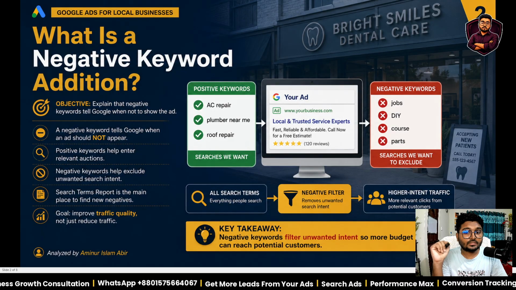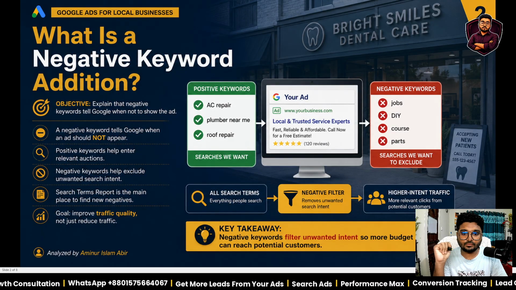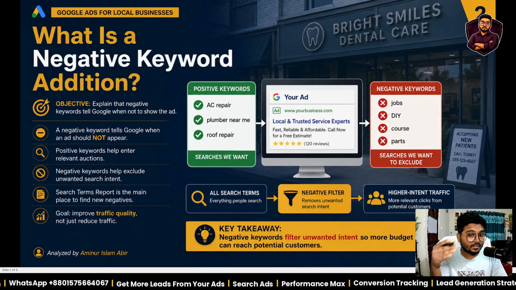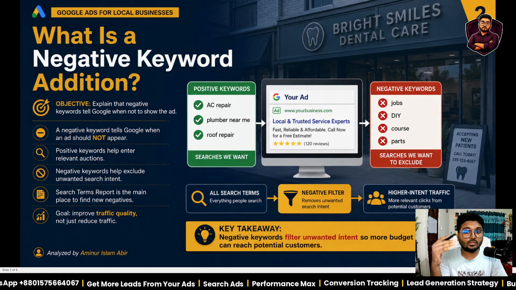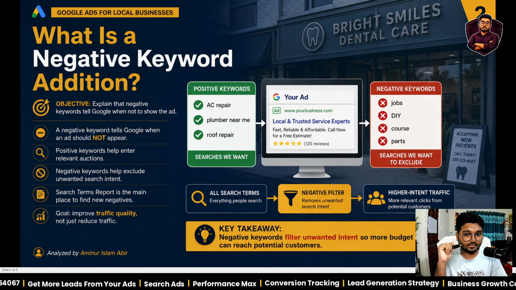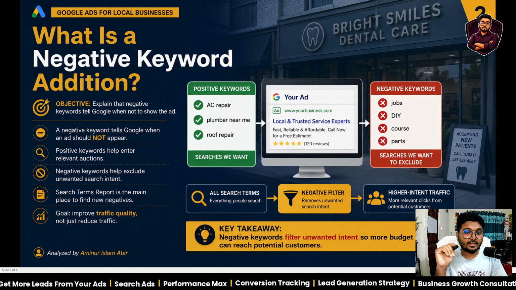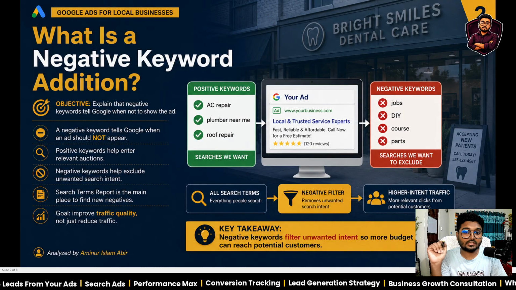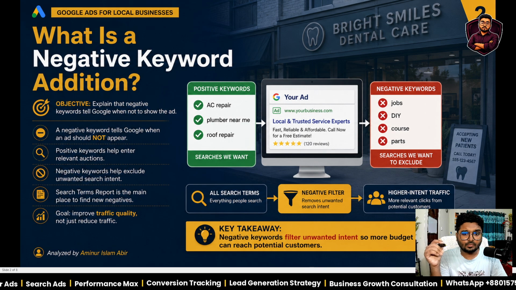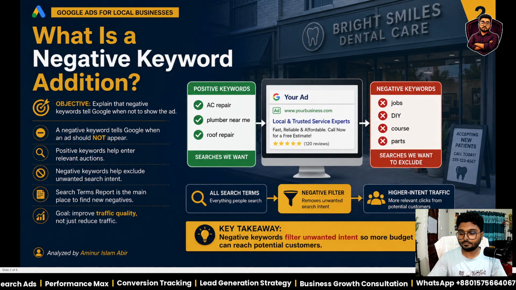A negative keyword may be added at different levels. For example, account level, campaign level, or ad group level. The goal is not to reduce traffic without a reason. The goal is to increase the amount of traffic that can become customers. Negative keywords protect the campaign by stopping unwanted intent before more budget is spent. This can improve much more than click numbers.